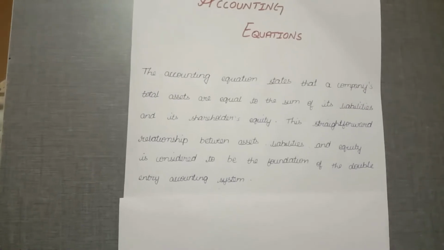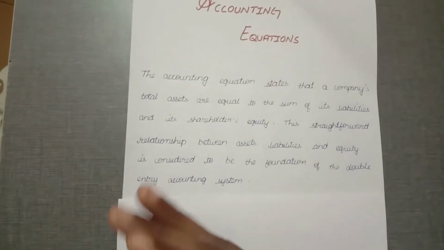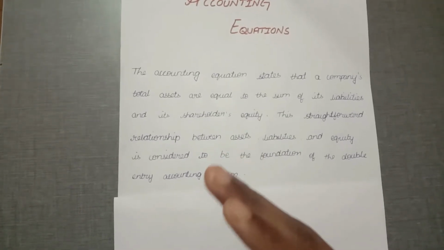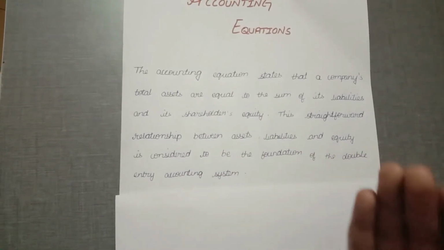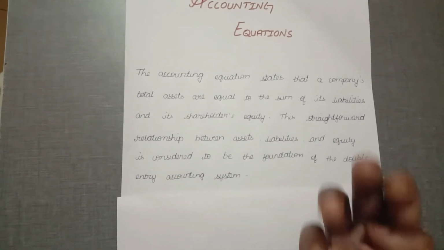It is straightforward. We can get to know how much the assets are, and by adding liabilities plus capital, how much there would be. And we can prove that LHS is equal to RHS also.